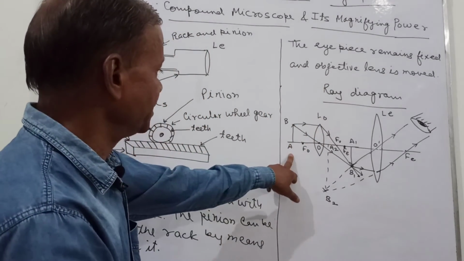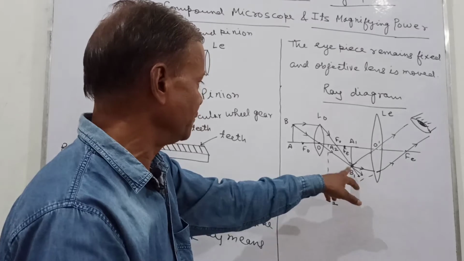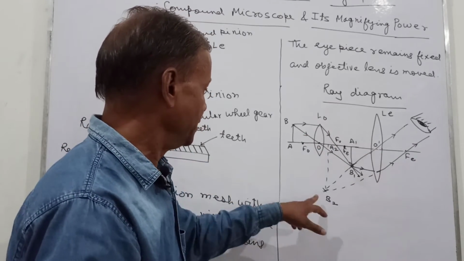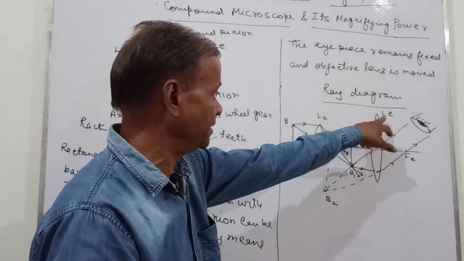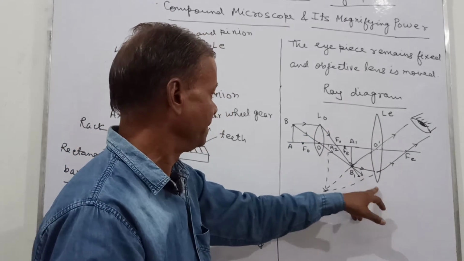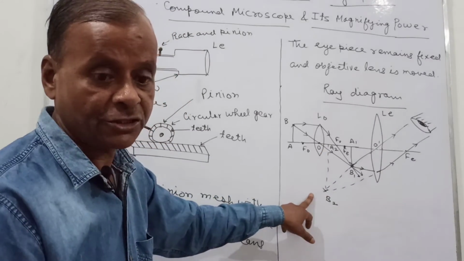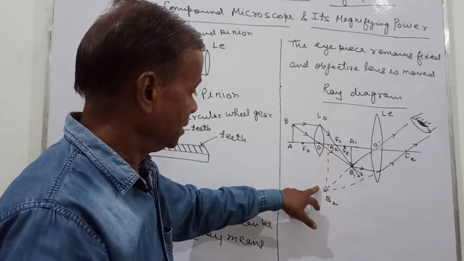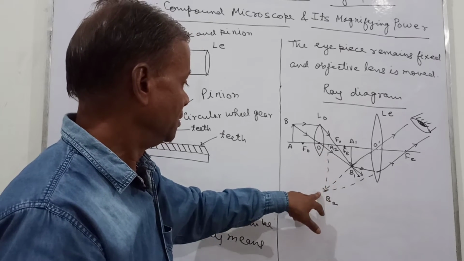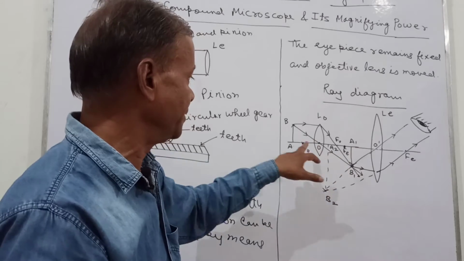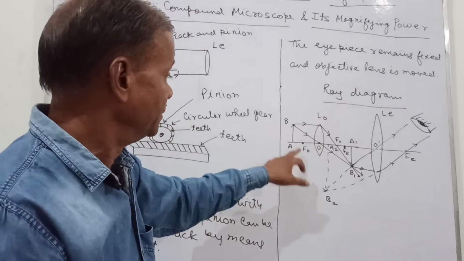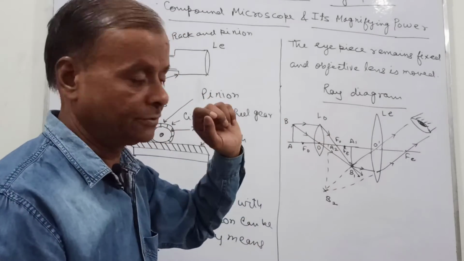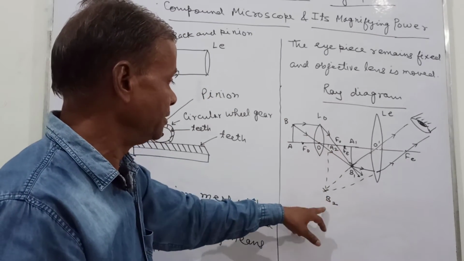So now this is the object. This is the image A1, B1 formed by lens L0, and this A2, B2 is the image formed by this lens, the eyepiece, and this A2, B2 is the final image. This A2, B2 is real, erect and magnified with respect to this A1, B1, but with respect to this AB, it is inverted, virtual and magnified. So the final image is A2, B2.